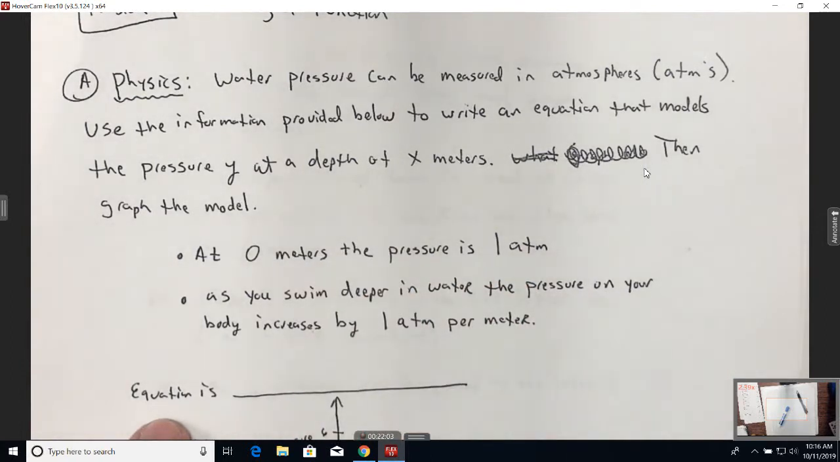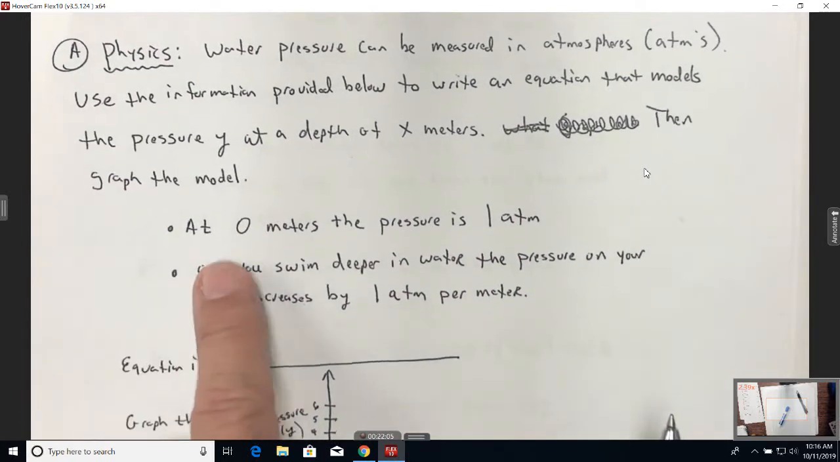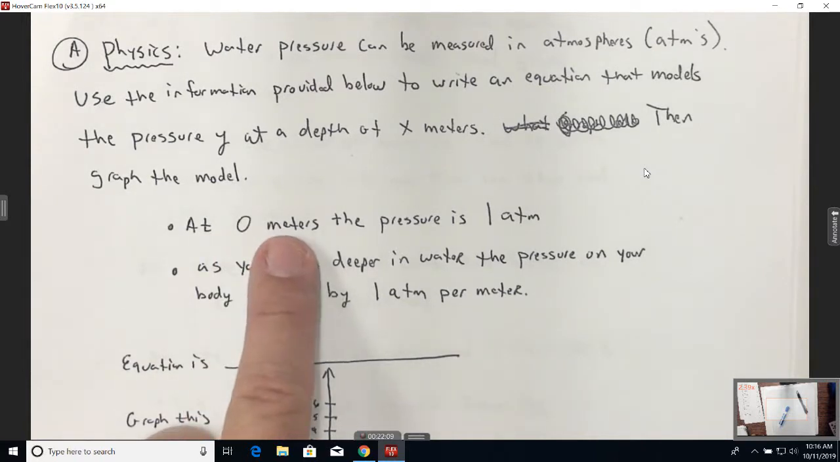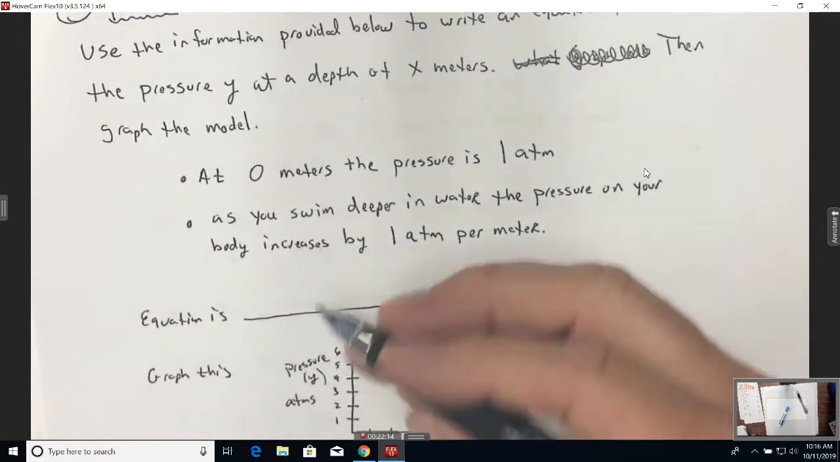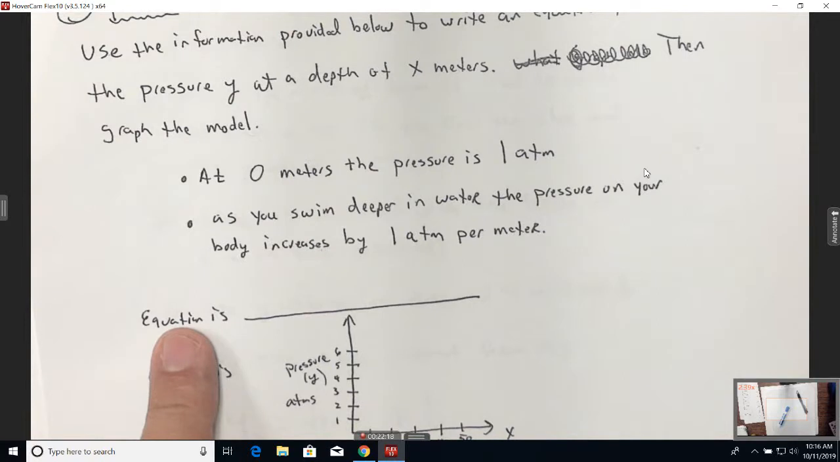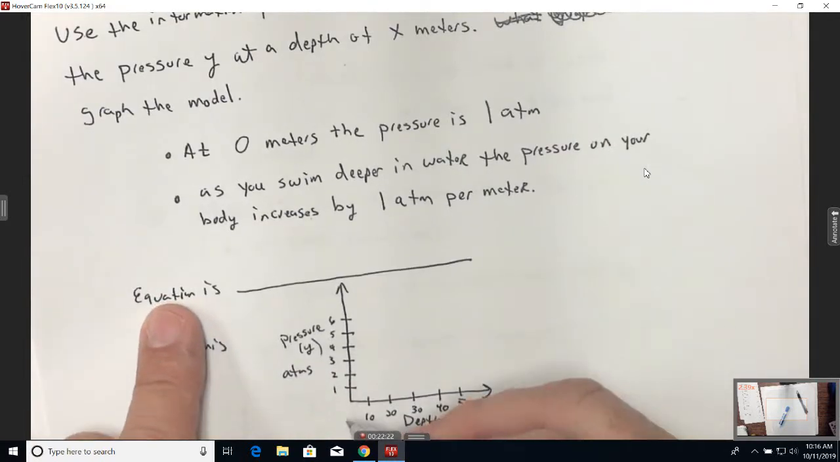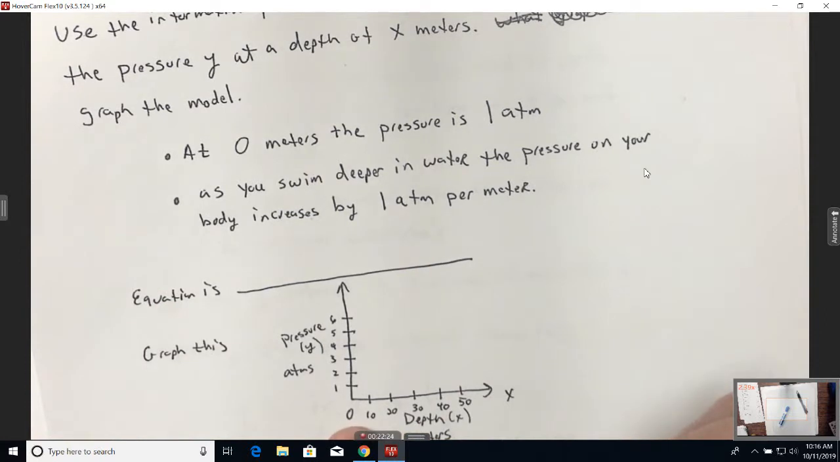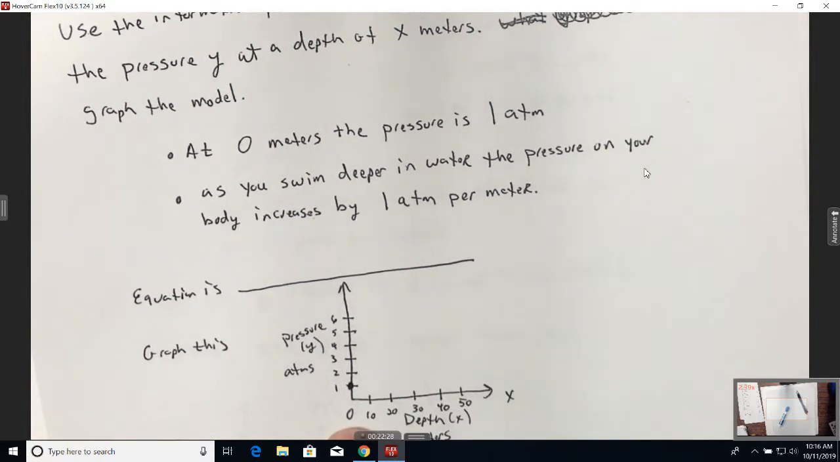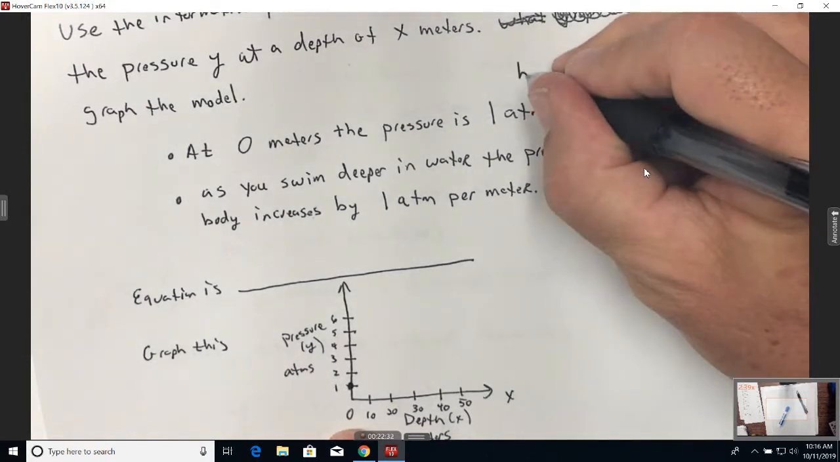Then let's graph it. So I need some information in order to set up an equation. At 0 meters, the pressure is 1 atm. So if I don't go down at all, I've got 1 atm currently on my body. That means when the depth is 0, I begin with 1 atm on my body. That is my y-intercept. This is my b value.